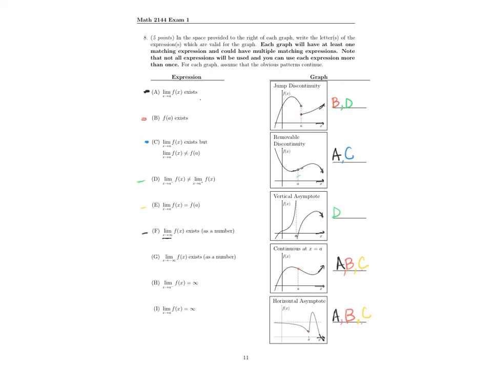Okay, what about this one? The limit as x approaches negative infinity exists as a number. Let's go the other way. As x goes to negative infinity, that one's just going down. That one's going up. That one's going down. That one's going down. For this one, as x goes to negative infinity, it's approaching some specific number. So I'm going to say G on this one, but none of the others.